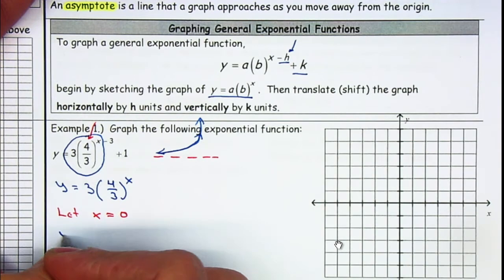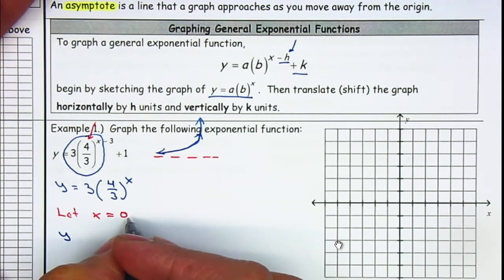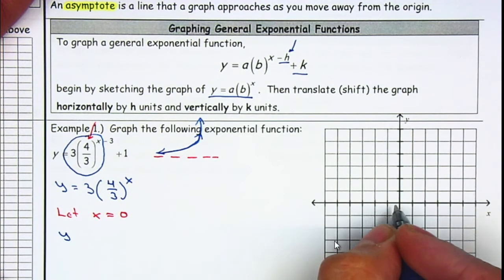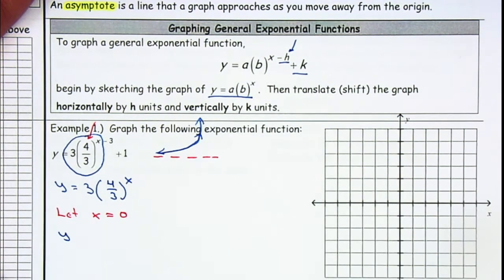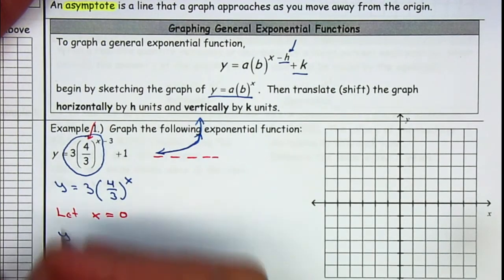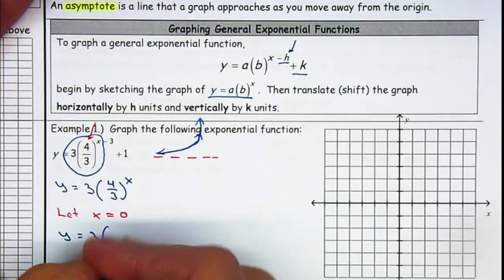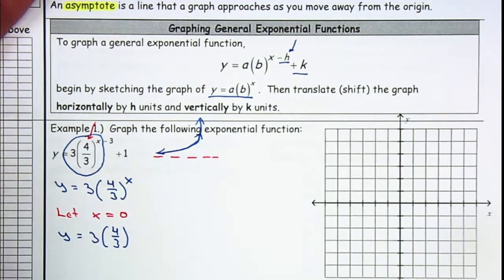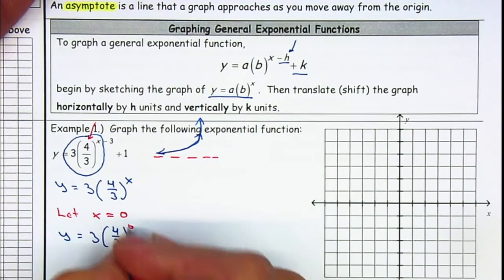So this will be y. Now you can plug in any values that you want. You can plug in a 5, a 20, but 0 will give you a value closest to the x-axis, and that will be easier to graph. So let's go and plug in 3/4 to the 0 power.